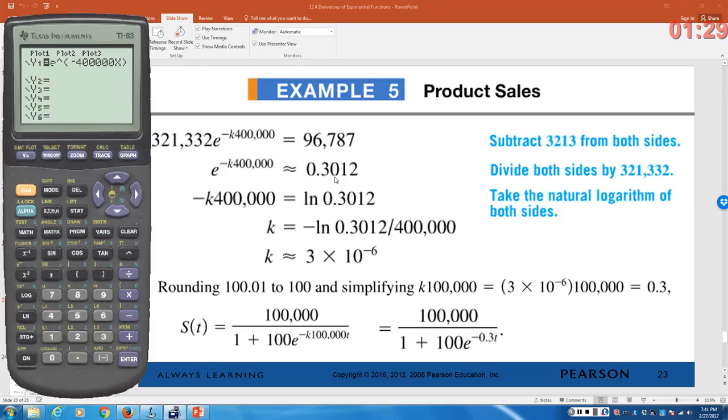And then just to prove the 96,787 divided by the 321,332. And then I'm going to go, knowing that the answer is not going to be negative, but also not going to be very big, I'm just going to go from 0 to 5 and see if I can fit a window to it without doing anything. So I'm going to go zoom, fit.